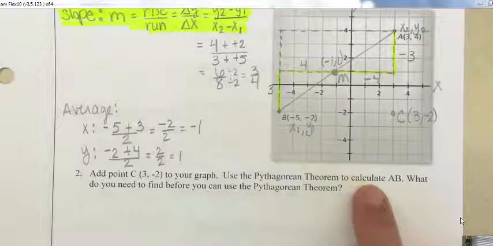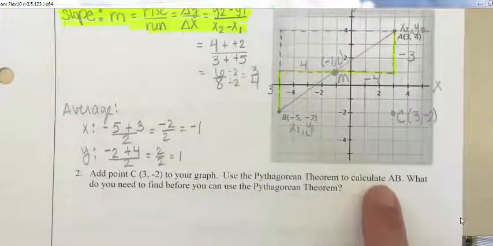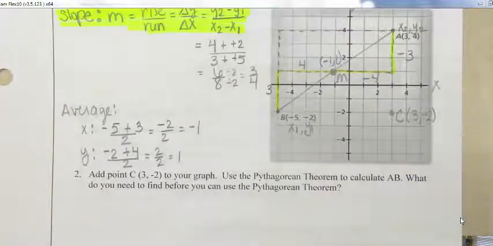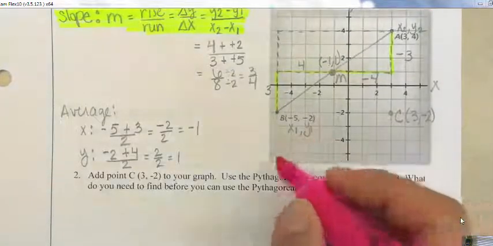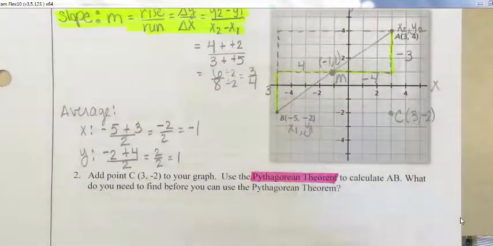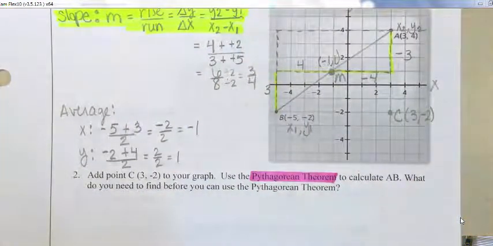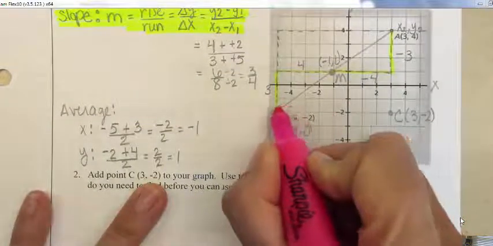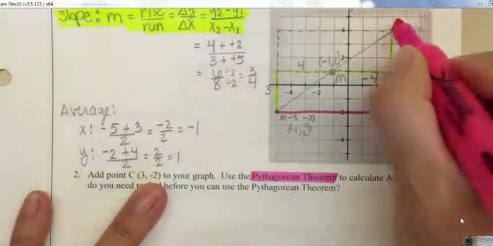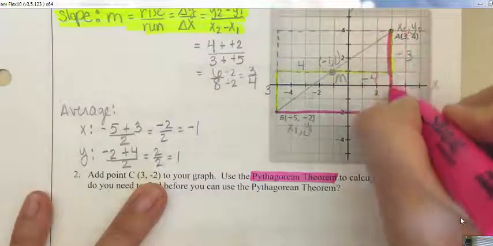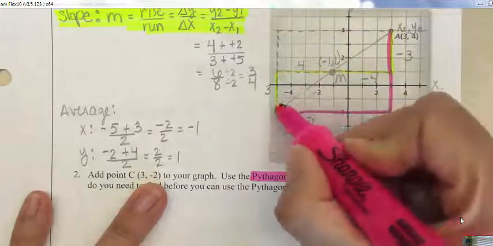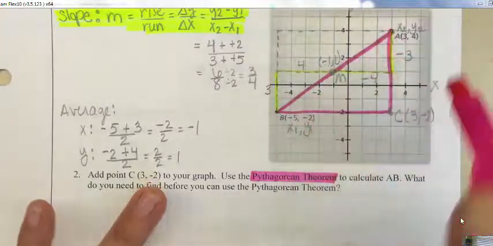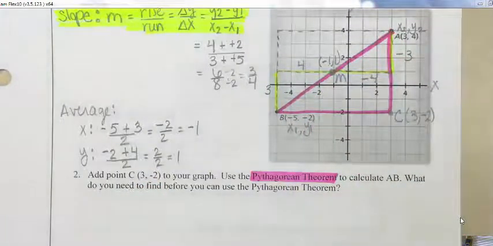We're going to use the Pythagorean Theorem to calculate AB. Okay, so I'm going to draw a nice triangle here because the Pythagorean Theorem involves right triangles. So I need to have a right triangle in order to do this. I'm going to go from B to C, and then I'm also going to go from A to C. And then you can see that you've got BC as your longest side.